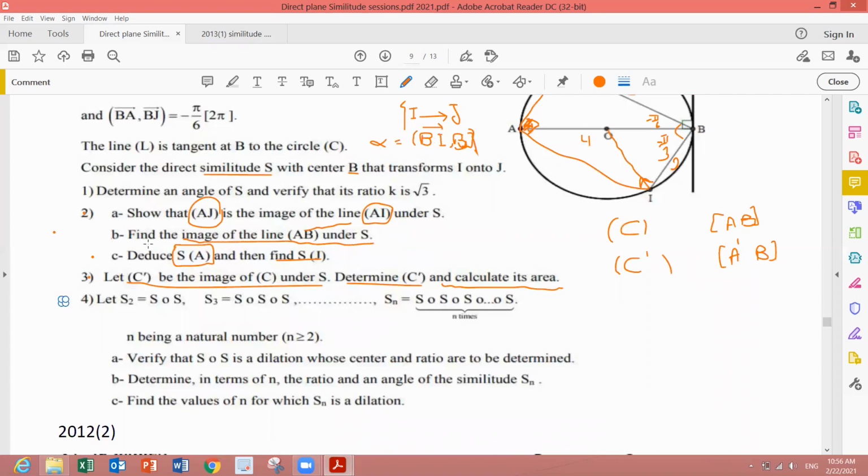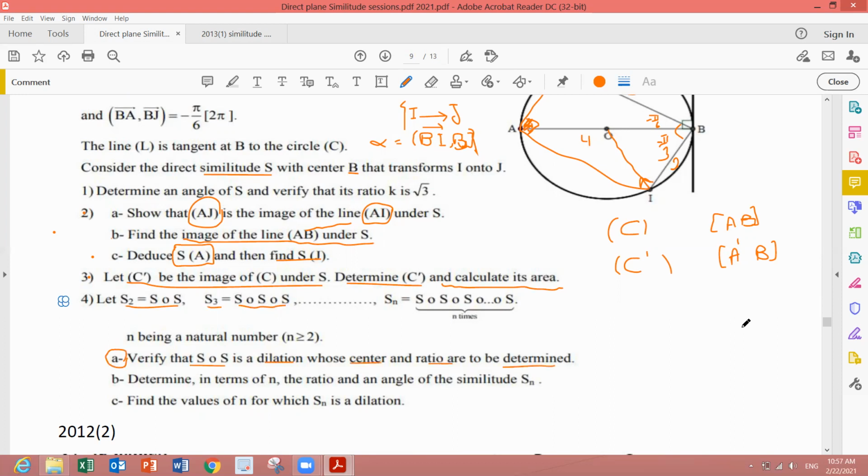Part 4. Let S2 be S round S, S3 be S round S round S, and Sn be S round S round S, n times. Part A. Verify that S round S is a dilation whose center and ratio are to be determined.